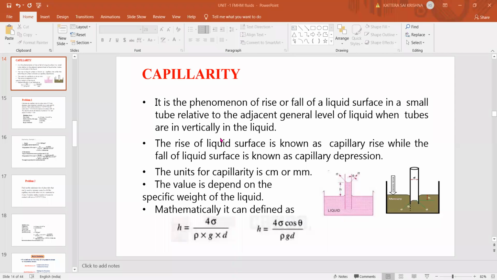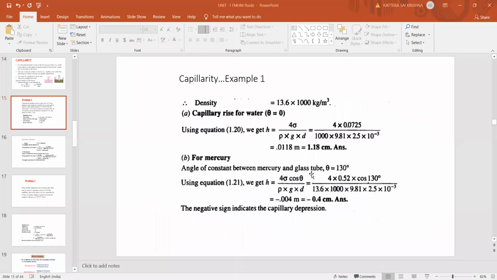In the last class, we have seen these two, that is nothing but your capillarity. So these are the two formulas for finding capillary rise or capillary depression. H equal to 4 sigma by rho g d. This is rho, this is not P, remember that, density. H equal to 4 sigma cos theta by rho g d for mercury. Here it is depression, right? So we have done some problems on this, I think, last class.